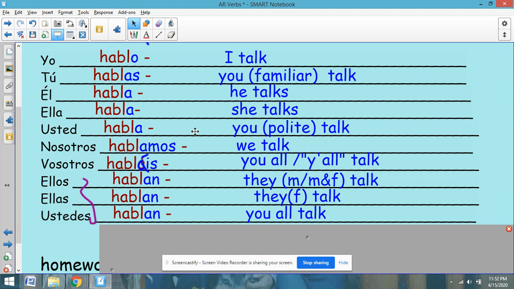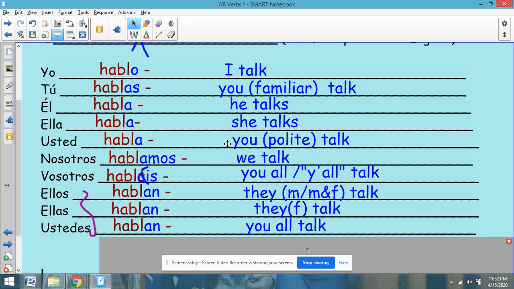So there's a little song that we do with AR verbs, and it sounds like this. AR verbs I have to know. Drop AR and begin with yo. O, as, a, amos, áis, an. Now I can conjugate and graduate to ER verbs. So we're just doing the sounds of the AR endings. Try them with me again.